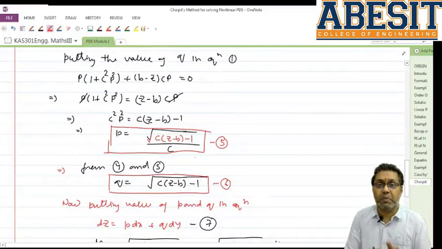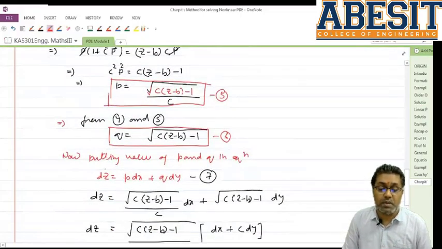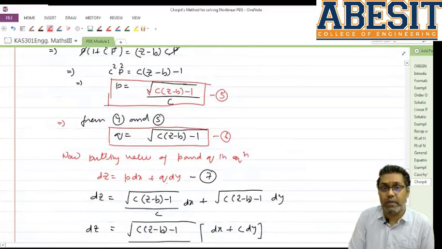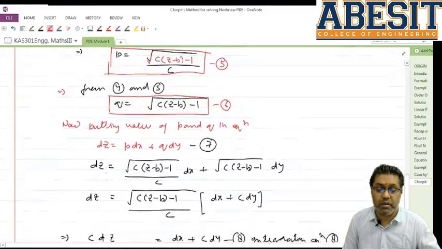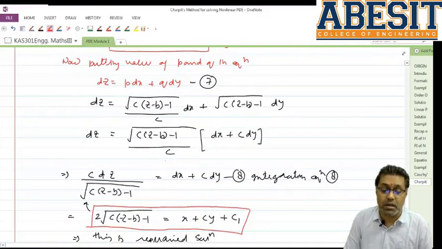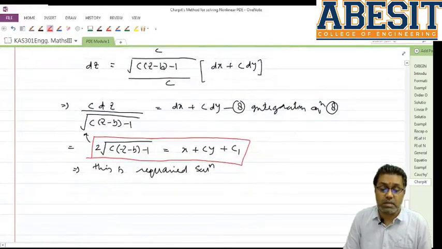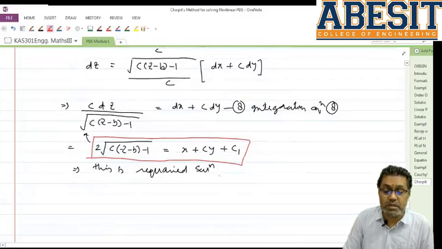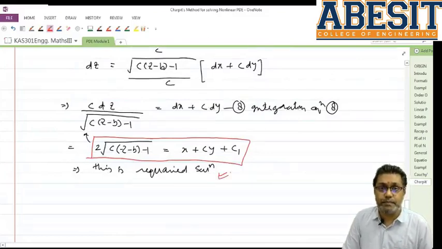So after getting the value of P and Q in the simplest form, we put this value in this another equation. This is equation number 7. dz is equal to P dx plus Q dy. So here we put this value dz and the value of P and Q and integrate this equation. And after integration, we get the solution, and this is given by this. So this is our required solution.